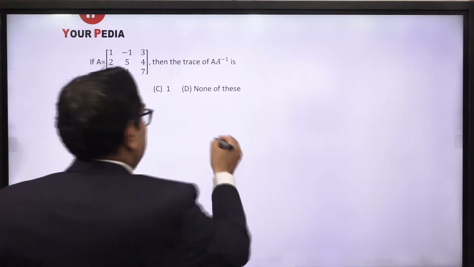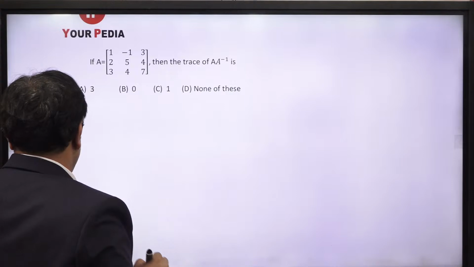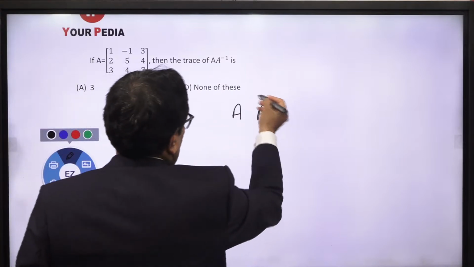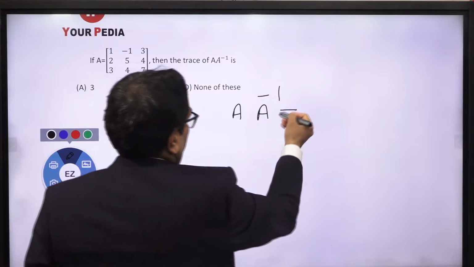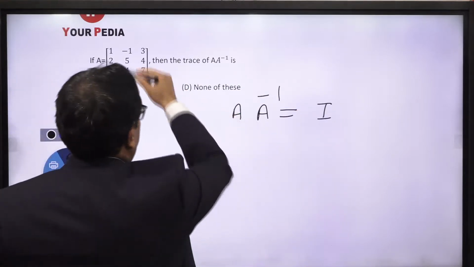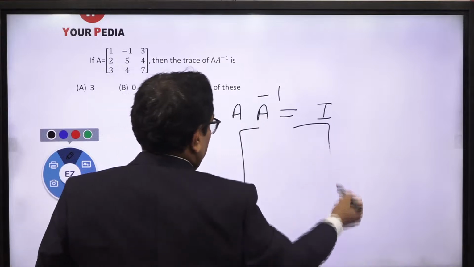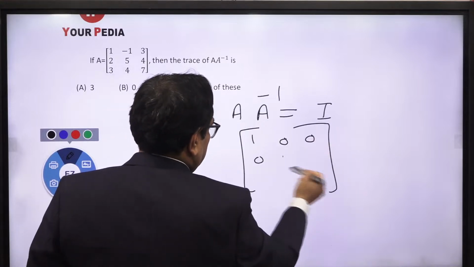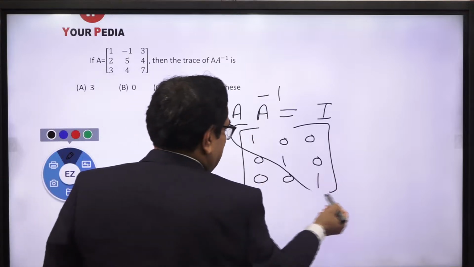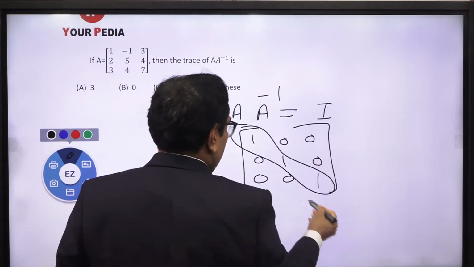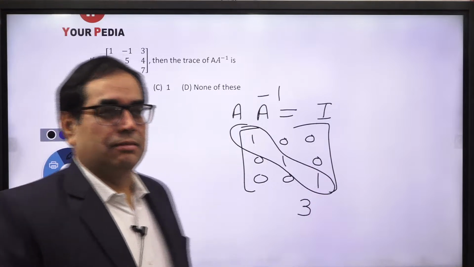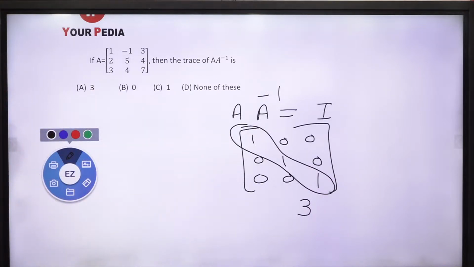We all know that A into A inverse, our mind immediately thinks that the product of both, A into A inverse, is equal to I, the identity, we assume. So identity of 3 by 3. So you wrote this immediately: 100, 010, 001. Okay, and you calculated the trace as the sum of these diagonal elements, so you got answer 3, right? You got answer 3. But what mistake have you done?